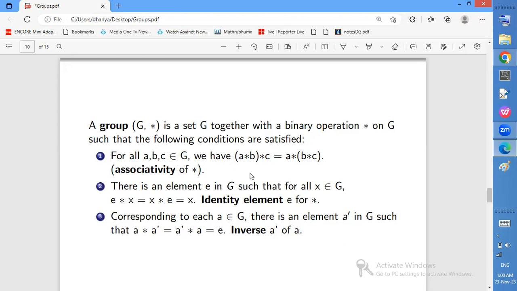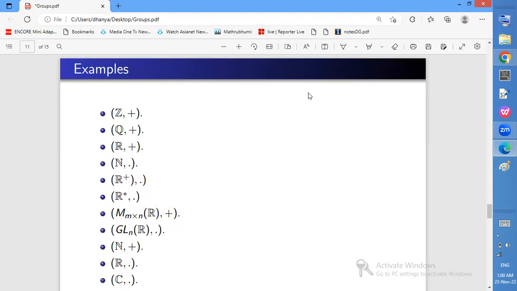Now let us see some of the examples. I'm considering all of these sets together. I'm considering the set Z together with the addition, Q with addition, R with the operation addition. I can also consider the set of all complex numbers, set C with the addition.